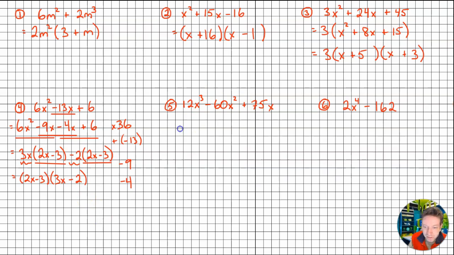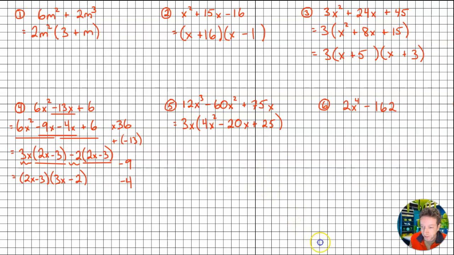All right, moving on to number 5. Step 1, always look for that greatest common factor. And in this case, there is one. It looks like there's an x in every term, but also everything's divisible by 3. So we can pull out a 3x. That leaves us with 4x squared minus 20x plus 25.